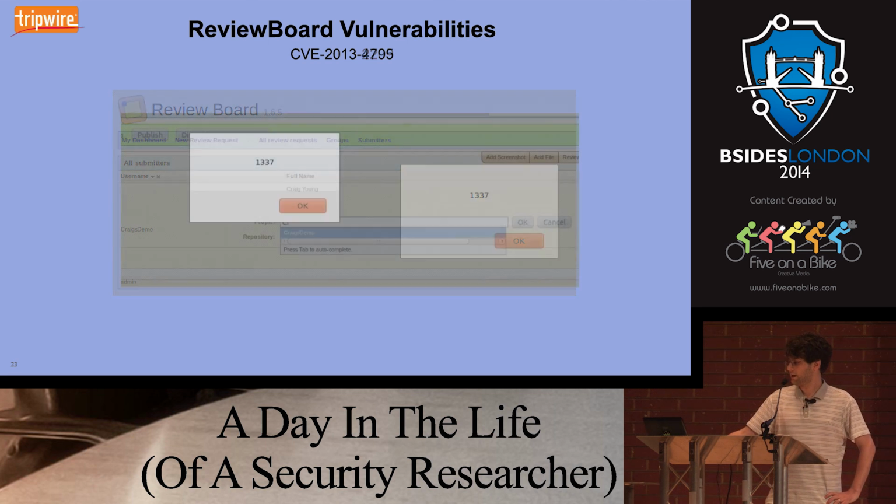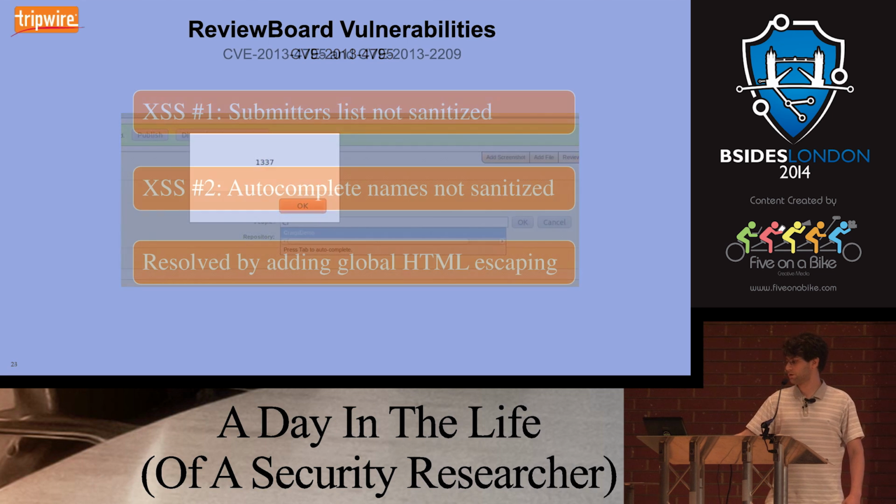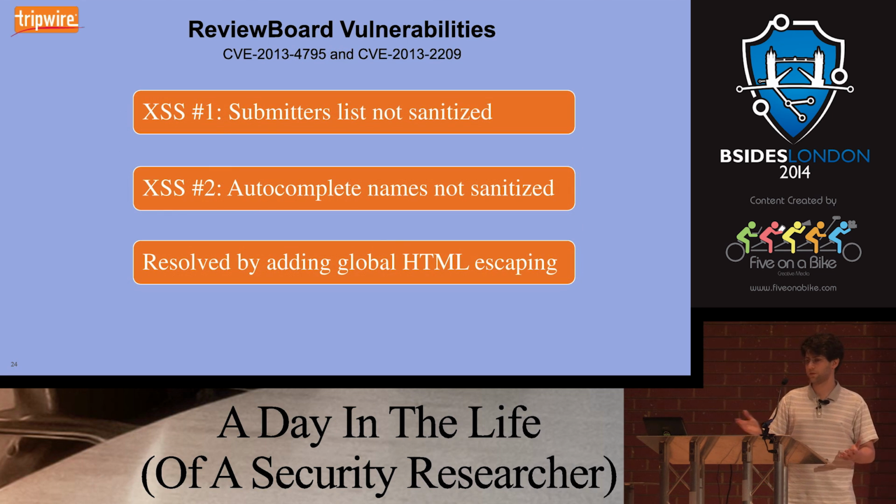That's good. And then again, I found that when you go and you want to assign a review to somebody, you start typing in their name, it has a nice little autocomplete widget. This autocomplete widget, of course, renders the name without sanitization again. So you get a pop-up. So these were two CVEs that were assigned. The first one, of course, the submitters list not being sanitized, the autocomplete not being sanitized.